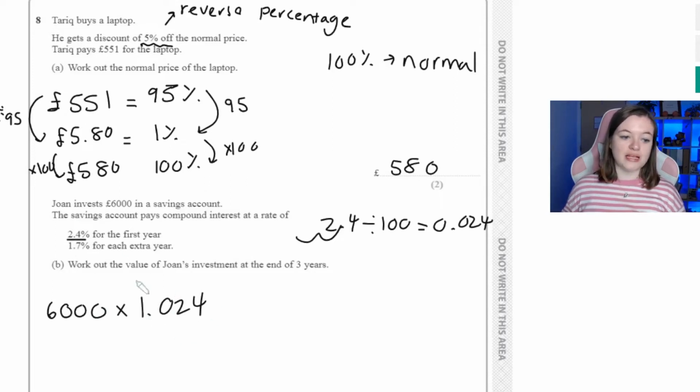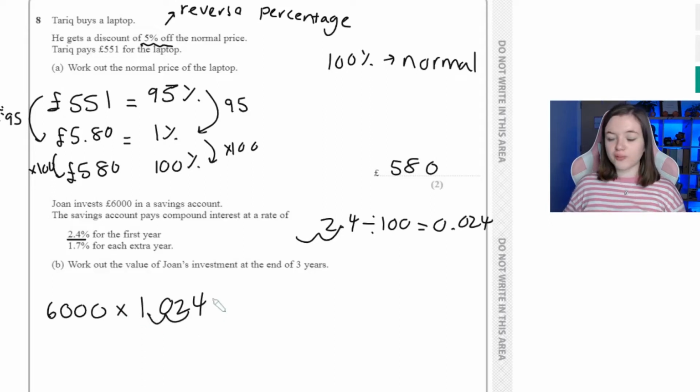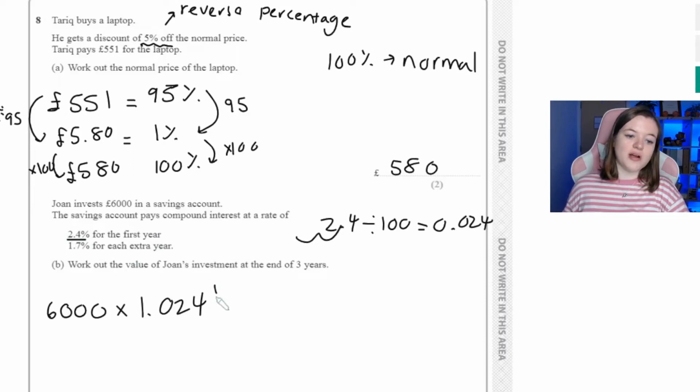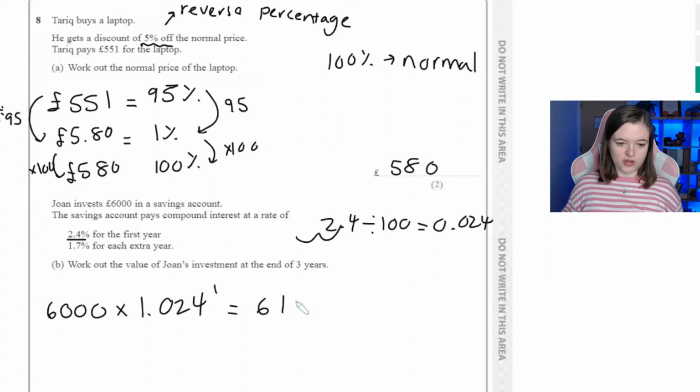And then if you made this into a percentage again, you'd see that this made it 100% to 102.4%. So look at it either way. And then it's just for the first year, so that's to the power of 1. The power is how many years they're holding it there for. And then you times them together, and we get 6,000 times 1.024, and that is 6,144.